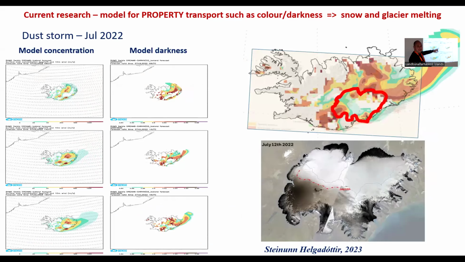Our future plans: we also made a model for darkness based on this. So this is the model result, surface concentration. And this is the so-called model darkness, which represents transport of the property, not just the concentration, but the property of the matter. And after 5 days of dust storms, this is our deposited darkness. This is the glacier, and you can see clearly, this is dust, clear dust.